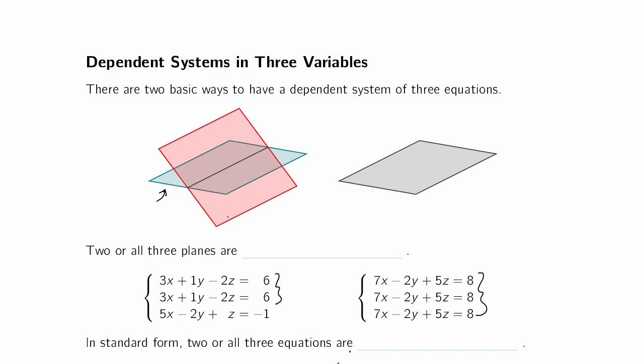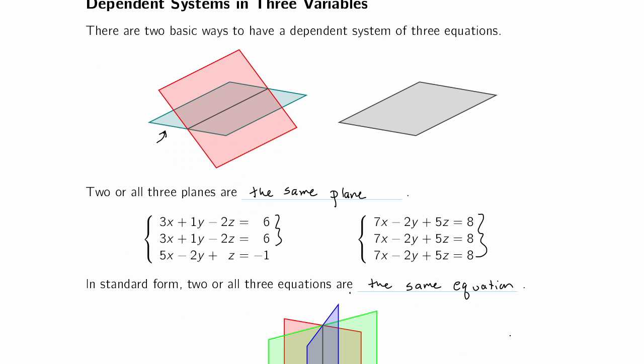So in this case, two or all three planes are the same plane. And if we get them into standard form, we see that two or all three equations are the same equation. They'll typically look different when we encounter them in the wild, but in the end they end up being the same.